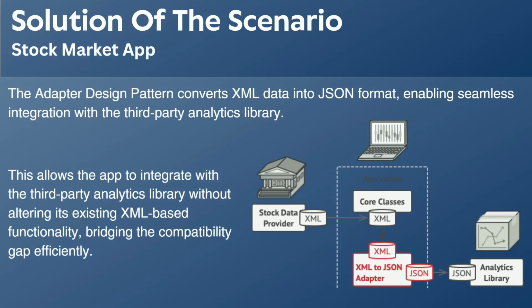The solution is simple. We use the adapter pattern to convert XML data into JSON before passing it into the third-party libraries. The adapter takes XML as an input, processes it, and converts it into JSON. This ensures that the analytical library can now work with the stock market app without requiring any modifications to the original functionalities. The adapter allows us to integrate new tools while keeping the existing code base intact.